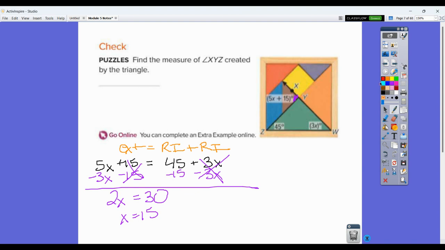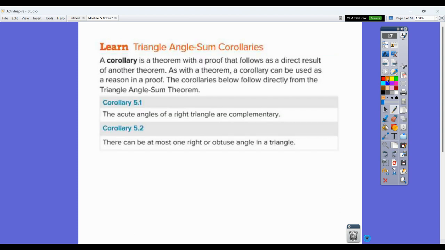Now, in this problem, it asks us to find the measure of angle XYZ. So we need to solve for this. We need to do 5 times 15 plus 15, so 6 times 15. And if we do that, we're going to get 90. So we should end up with the measure of that angle being 90 degrees.